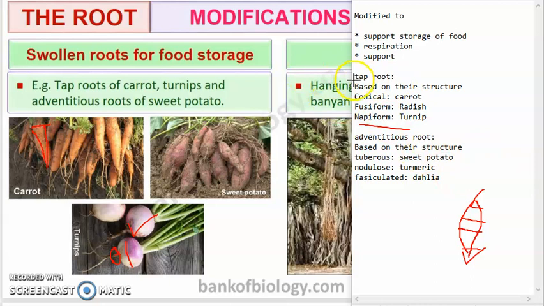I hope you remember what a taproot is, right? Taproot is the main root which arises directly due to elongation of the radicle, and it has many secondary and tertiary roots. And what are adventitious roots? These are roots which arise from other parts of the plant; they do not arise from the radicle. Now let us see how the adventitious roots help in storage of food.